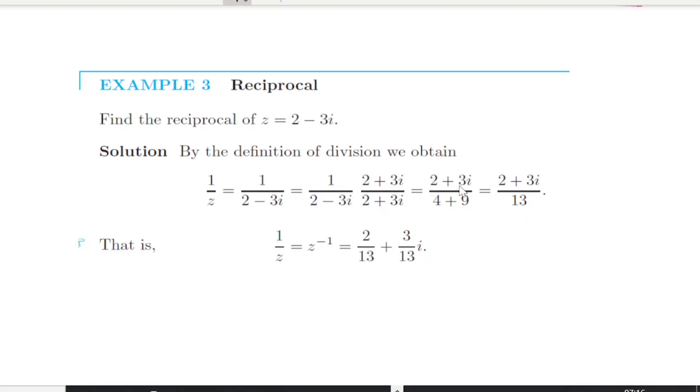Use the idea of multiplication. We will get 2 plus 3i by 13. And further we can verify that z into 1 by z, you will get it as the identity.